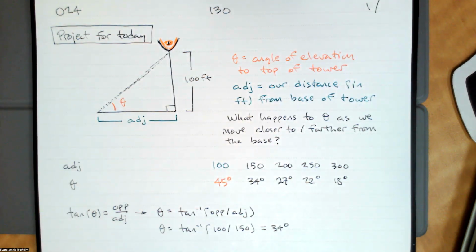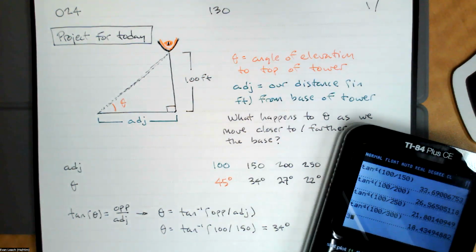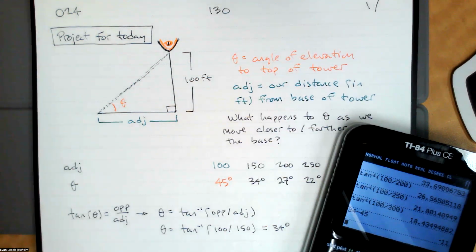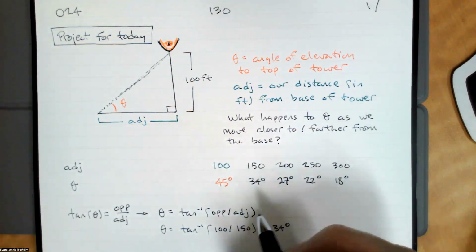One of the things that we want to point out here is that as we move away, notice we're moving away in 50-foot increments. The angle is changing by a different amount each time. We don't have a linear relationship between the adjacent side and the angle theta. When we are in the first 50 feet, we move away, we drop from 45 to 34. So if we grab our calculating machine, 34 minus 45 means we decreased by 11 degrees.